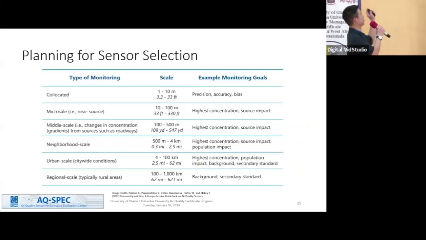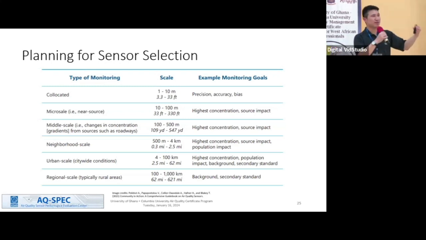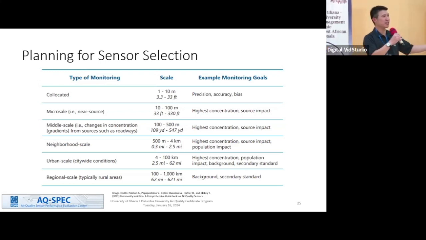This is just a little table of how to think about distance scales for your monitoring project. So if you're co-locating your sensors, you probably want to be within 10 meters of the reference monitor. If you're doing neighborhood kind of studies, but as you start expanding out to regional scale studies, you'll be able to space your sensors out more appropriately.